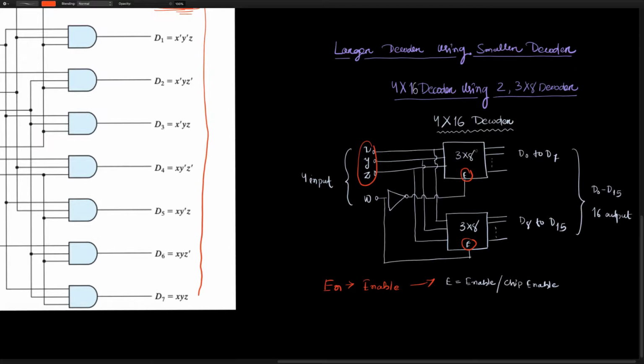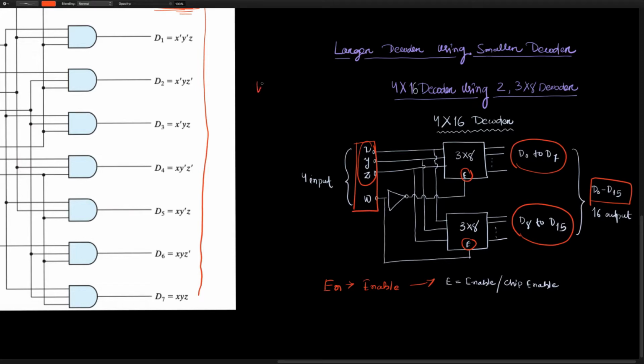Now if we have two 3 by 8 bit decoders and we have to implement a 4 by 16 bit decoder, what we can do is use the first decoder to represent D0 to D7, whereas the second decoder can represent addresses from D8 to D15, for a total of 16 outputs. So in this case your input should be 4 bits, as we are designing a 4 by 16 decoder.